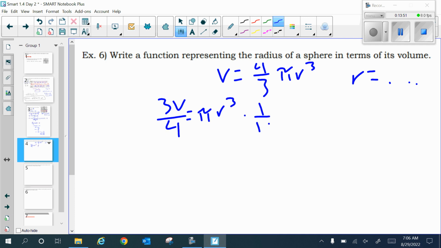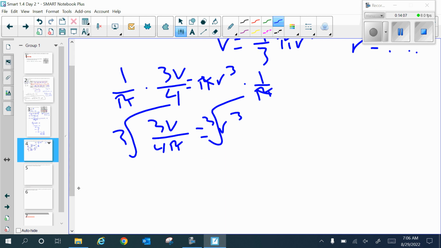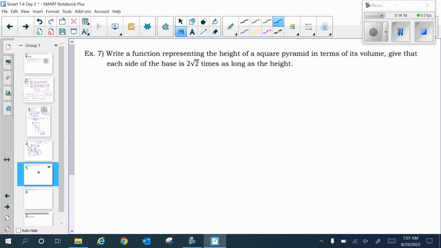I'll multiply both sides by 1 over pi. So I get 3v all over 4 pi equals, these pi's cancel out, r cubed. Then take the cube root of both sides to get rid of that r cubed. And I get that r equals the cube root of 3v all over 4 pi. All right, so let's keep going on now.